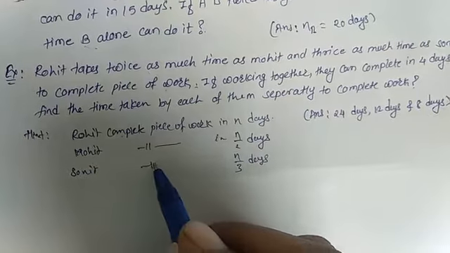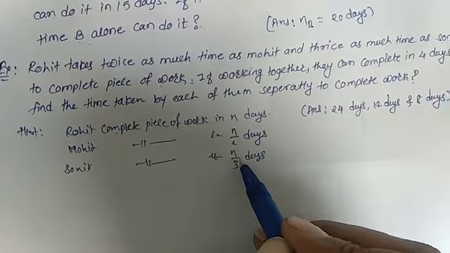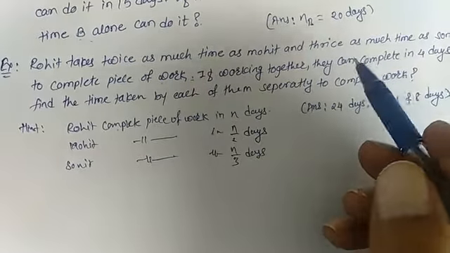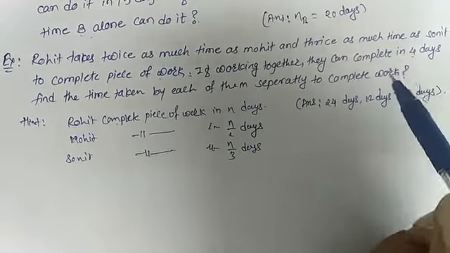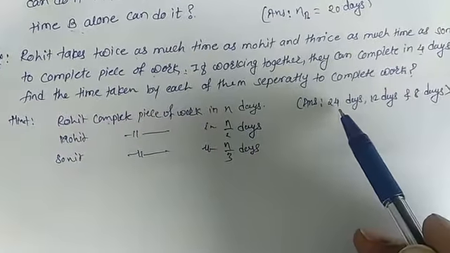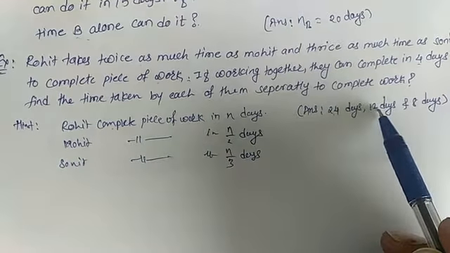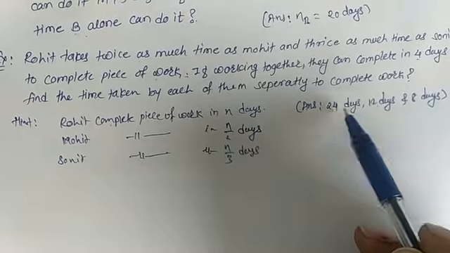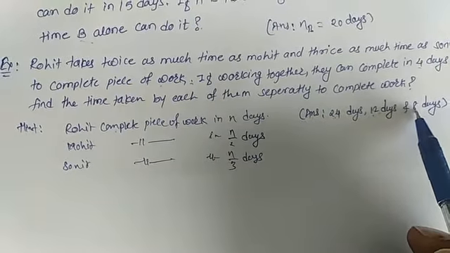So first you will get the value of n, and here it is given that n to the base ABC is equal to 4. After solving this all, you can get the answer: for Rohit it will be 24 days, for Mohit it is 12 days, and for Sonit it will be 8 days.